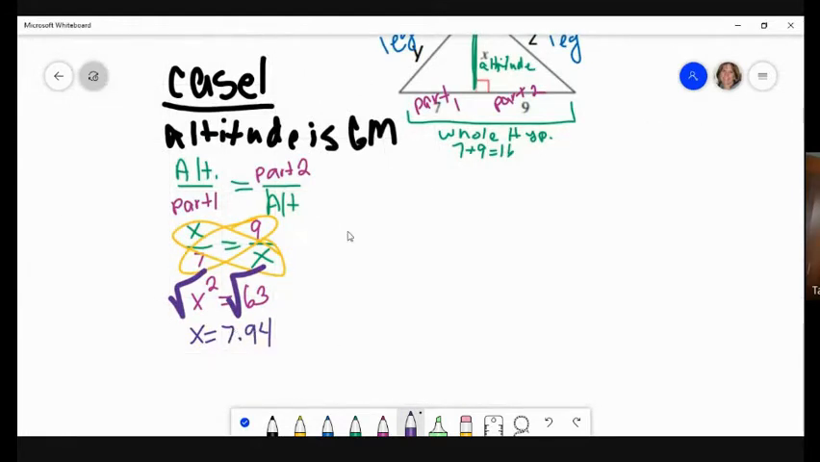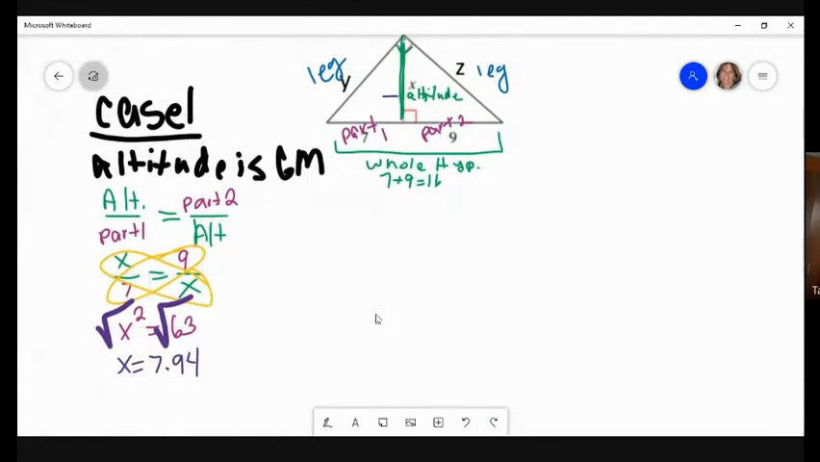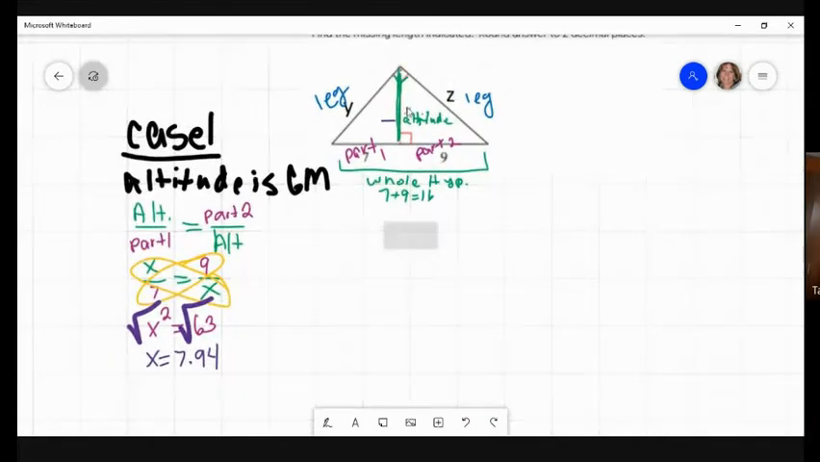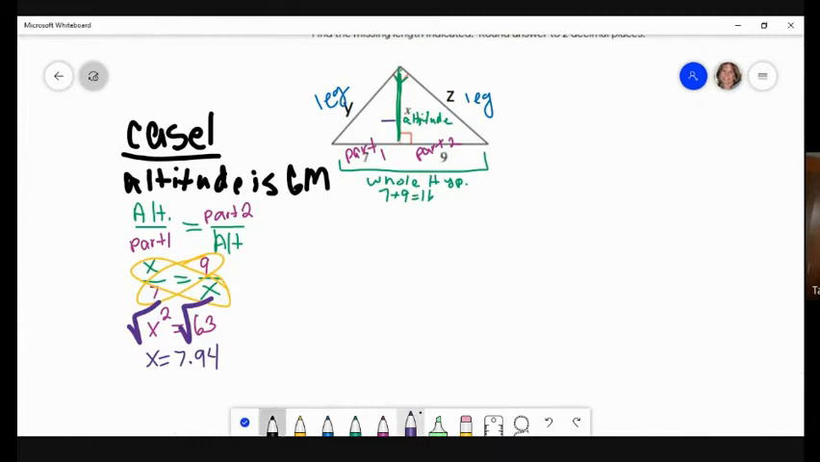So that was one of the cases, and that allows us to solve for that altitude that was dropped from the top. So now let's go ahead and look at our other case, and our other case is going to allow us to solve for our legs, and that's going to be our case 2, and that's what I refer to it as. Some people teach it as 2 different things. I kind of keep them all together. So case 2 is where the leg is the geometric mean.